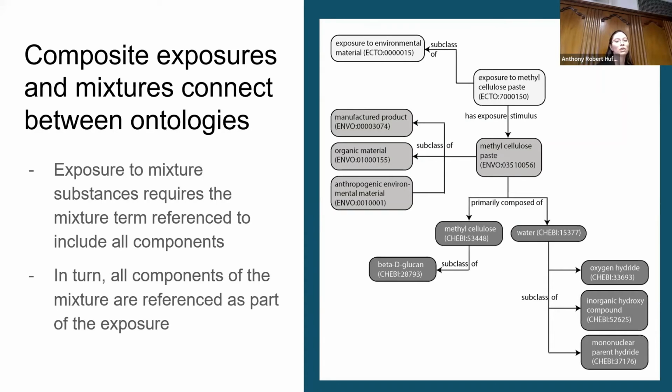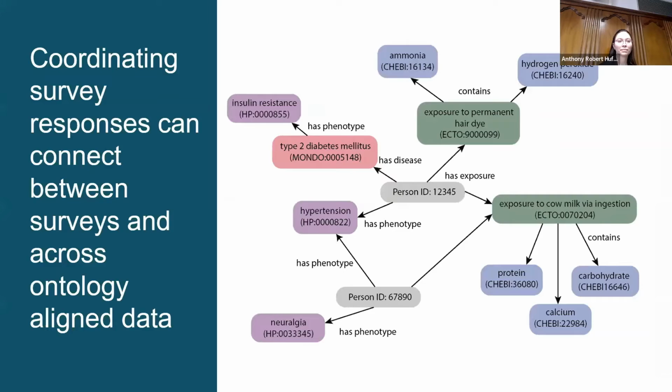So if you're interested in looking at, tell me all the times that people were exposed to methyl cellulose, you would in theory be able to see this exposure pop up and see that someone was exposed to methyl cellulose. Of course, if methyl cellulose paste had a more complex label, maybe it wouldn't feel so naturally inherent there. But anyway, this is just showing how we're branching together a few different ontologies to be able to do those mixtures.